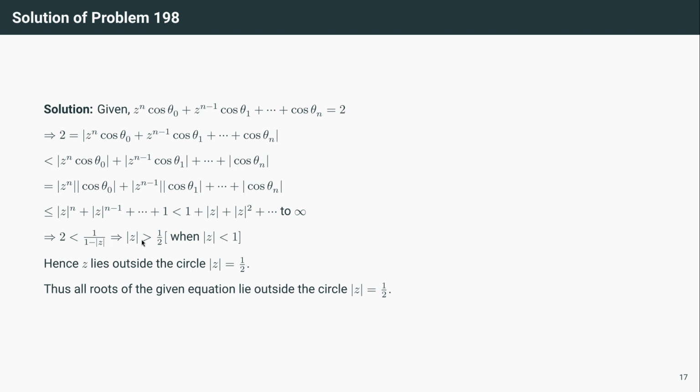That is mod z is greater than half. That is when mod z less than 1. And therefore we gather that z lies outside the circle mod z is equal to half. So from this we deduce that all the roots of this equation, which is z, lie outside the circle mod z is equal to half.